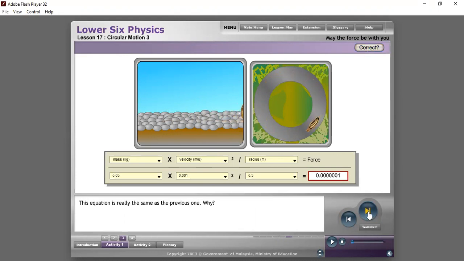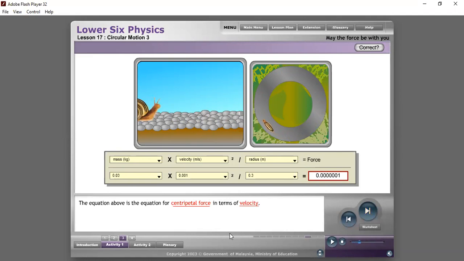Okay, this equation is really the same as the previous one. Why is it the same as the previous one? Answer: it is still F equals ma, but a is replaced by the equation for centripetal acceleration. Now the a is not the acceleration for this one, but to the center of the circle. Select some values for the three quantities. Type your result and click the check button to check your answer.